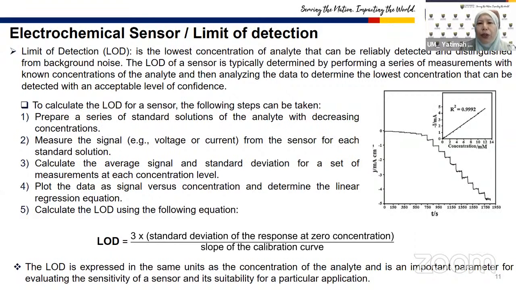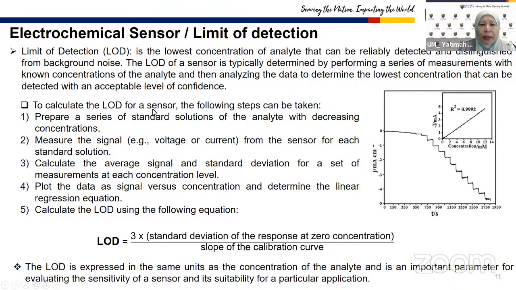LOD is the lowest concentration of analyte that can be reliably detected and distinguished from background noise. The LOD of a sensor is typically determined by performing a series of measurements with known concentrations of the analyte and then analyzing the data to determine the lowest concentration that can be detected with an acceptable level of confidence. What is important here when we want to study the LOD is that we do some calibration to look at the performance with a known concentration of analyte. Analyte is basically the reactant, the target. So you are doing a series of concentrations and then you can look into how they perform, what current or potential can be produced from here.